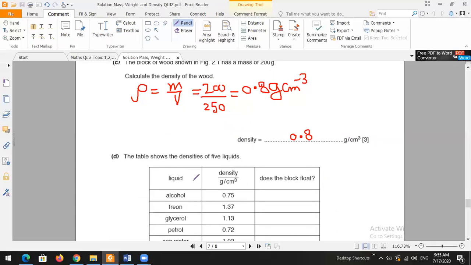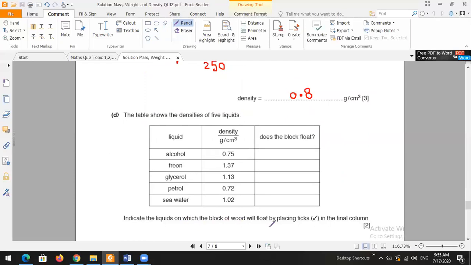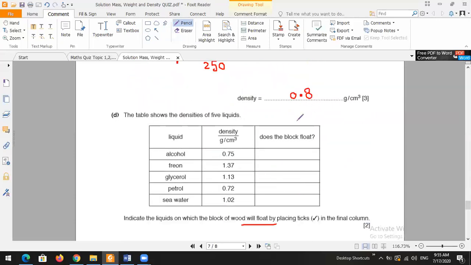Next, the table shows the densities of 5 liquids: alcohol 0.75, freon 1.37, glycerol 1.13, petrol 0.72, seawater 1.02. Indicate the liquid in which the block of wood will float by placing a tick. It means we will select those liquids that have greater density than this block. So 0.8, this has a density greater than 0.8, and this one as well.